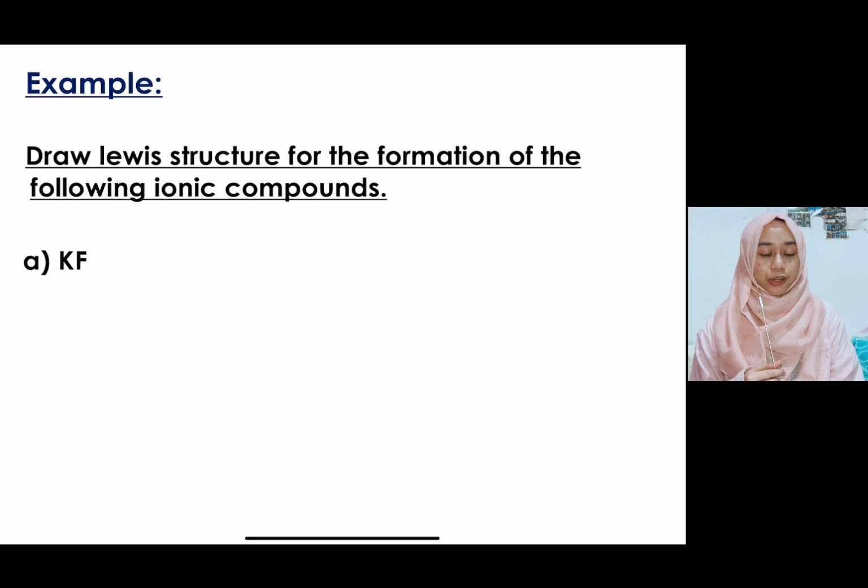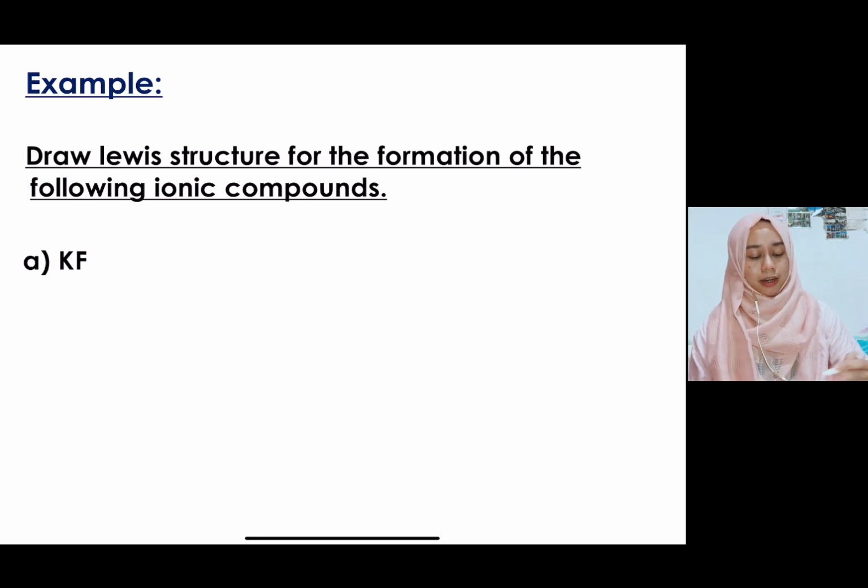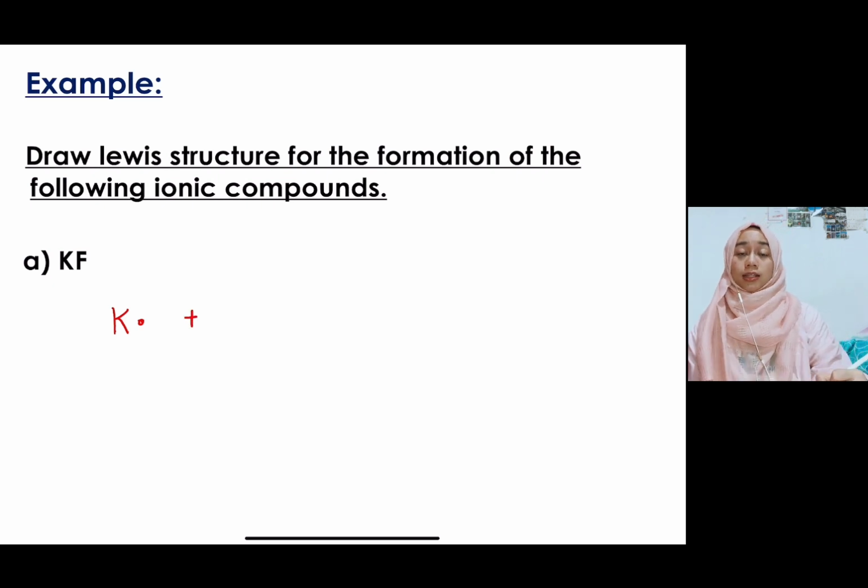Okay, so now kita tengok example pula. So draw Lewis structure for the formation of the following ionic compound. So the first one we have KF, potassium fluoride. Okay, so potassium is in group 1, therefore it has only one valence electron. Okay, and meanwhile kita punya fluorine pula, it has 7 valence electron because it is in group 17.